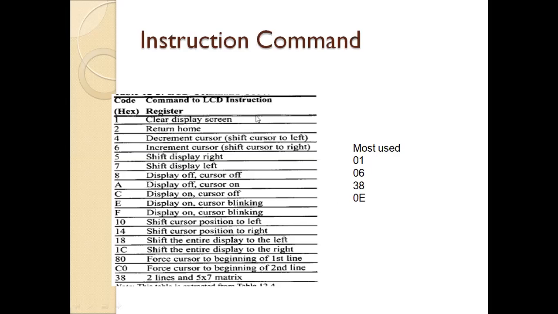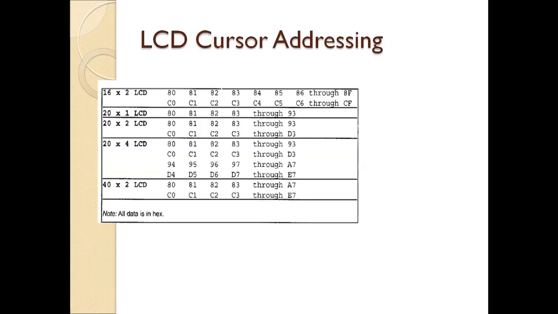01, that is clear the screen. 06, increment the cursor to the right, meaning you write the first character at the starting cursor position. Whenever you go for the second character, the cursor moves to the right. It means that my characters are displayed from left to right. Next, 38. So what is 38? It means 2 lines and 5x7 matrix. 0E, what is 0E? Display on and cursor blinking. So these are the command words that are used in the program.